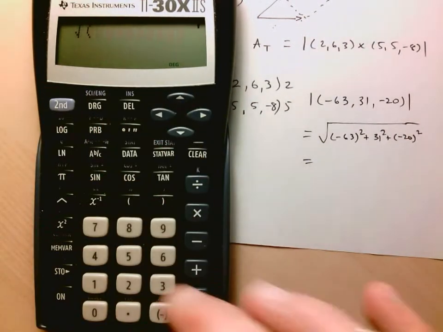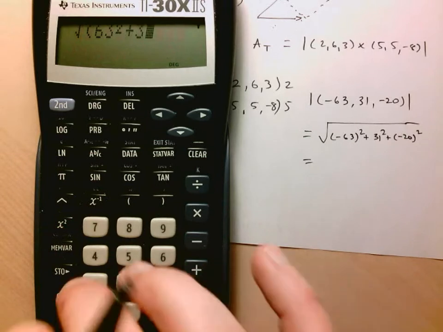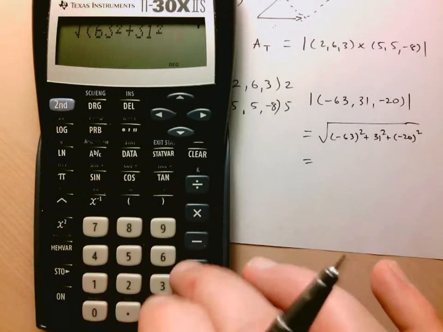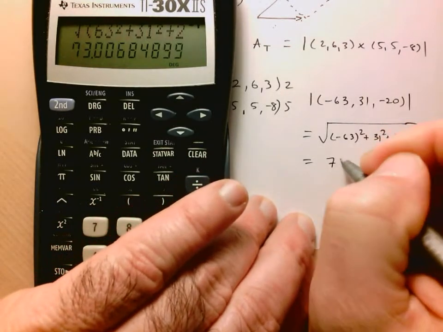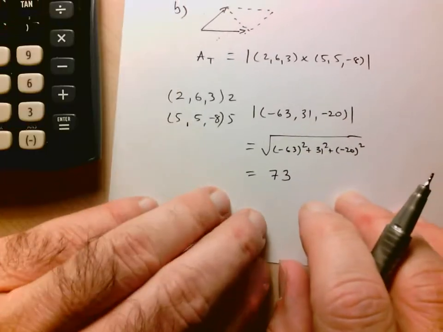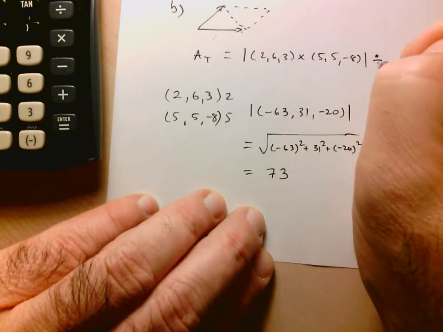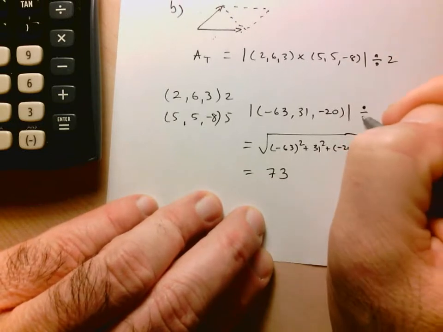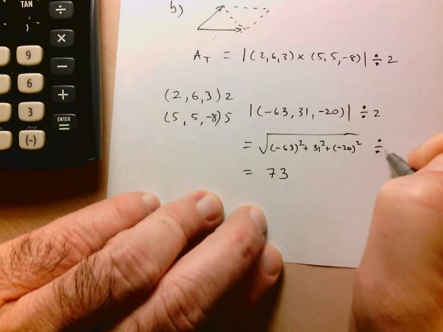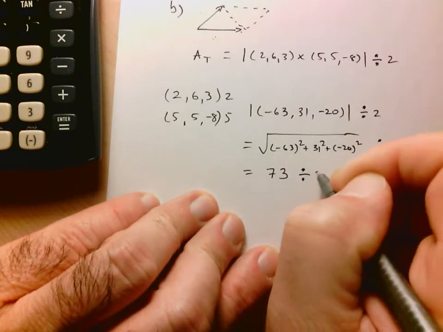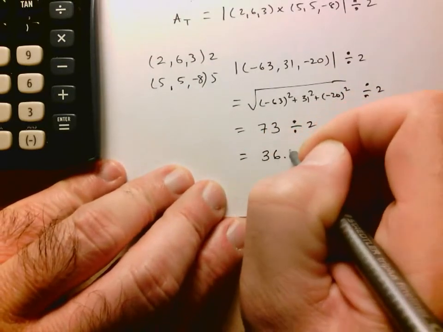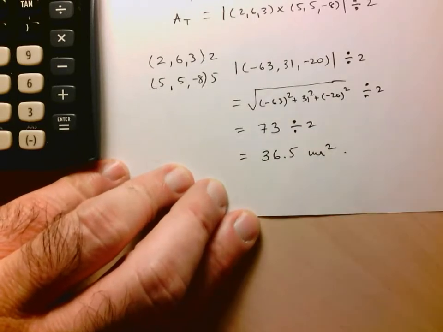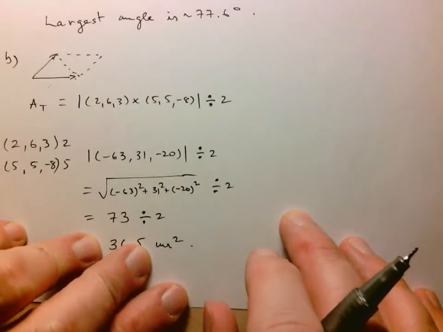Okay, so the square root of 63 squared plus 31 squared plus 20 squared, and we get 73. Okay, but of course, let's not forget that we're finding the area of the triangle, so we have to divide this by 2. Good thing I remembered that. So 73 divided by 2, well, 72 is 36, so this is 36.5 units squared.